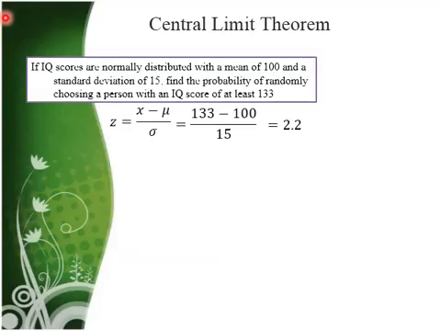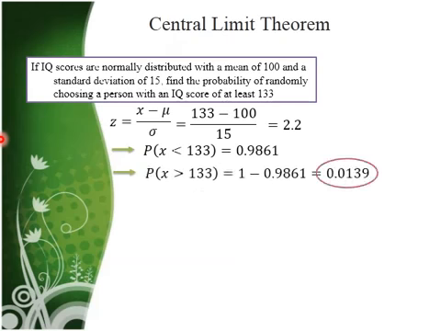gets us 2.2. Now keep in mind, if I look up 2.2 on the normal distribution table, that's going to get me the probability of being less than 2.2, or in this example, the probability of an IQ score being less than 133. So it's not exactly what I want yet, but all I have to do to find the probability that my IQ score is greater than 133 is subtract 1 minus 0.9861. So that gets me 0.0139.